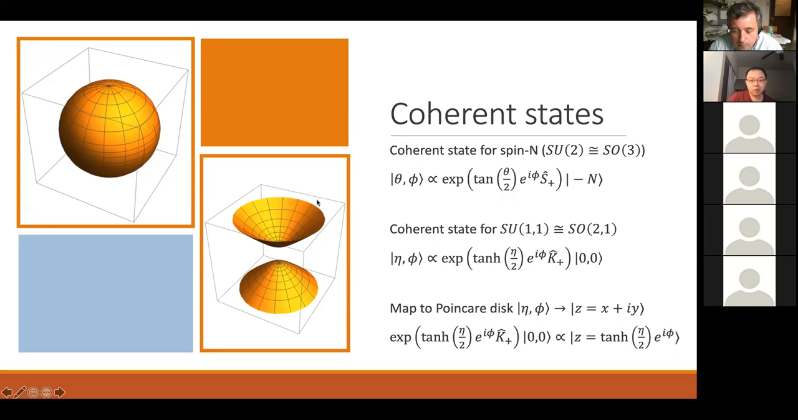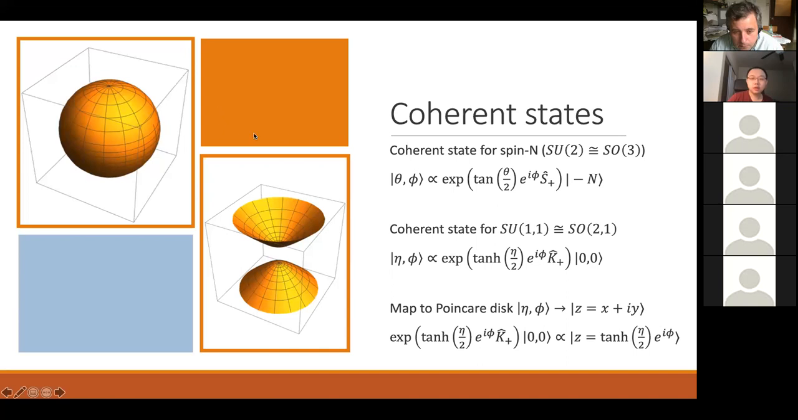For a coherent state on a sphere, we can just put a dot on the Bloch sphere to represent our coherent state. However, since the hyperboloid is not compact, we cannot put it into a finite region on a piece of paper, so we need to map the hyperboloid into the so-called Poincaré disk by this kind of mapping. Here the hyperbolic tangent takes eta from 0 to infinity to 0 to 1, and phi runs from 0 to 2 pi. As such, this z will be a parameter which lives on a unit disk.